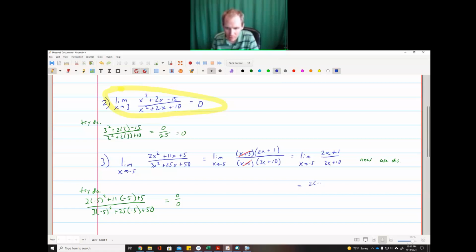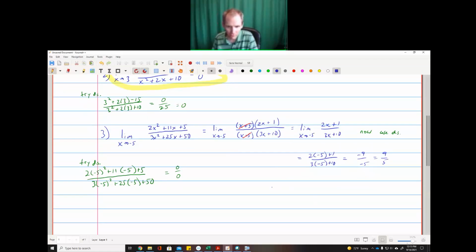And I get 2 times negative 5 plus 1 over 3 times negative 5 plus 10. So I have negative 10 plus 1 is negative 9 in the numerator. Negative 15 plus 10 is negative 5, and a negative over a negative is positive. Okay. And for a problem like this, and for longer problems, it looks a little bit neater to summarize our result at the end, right? So we can write, the limit as x approaches negative 5 of 2x squared plus 11x plus 5 over 3x squared plus 25x plus 50 is equal to 9/5.